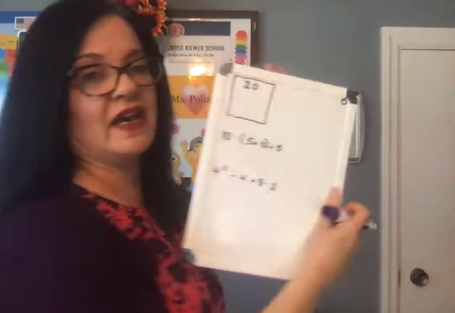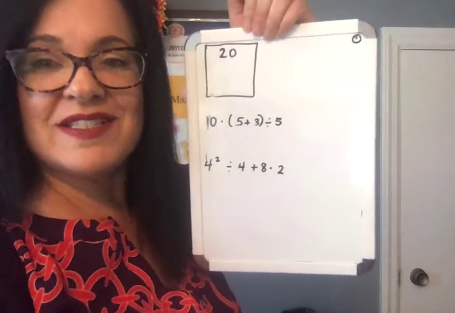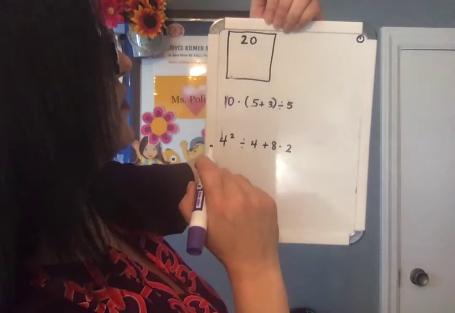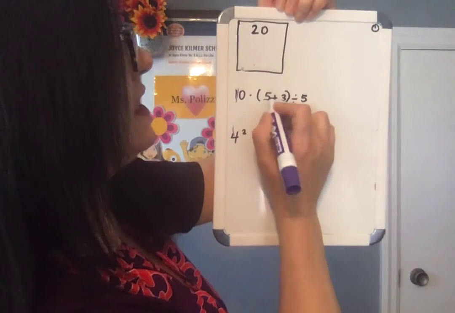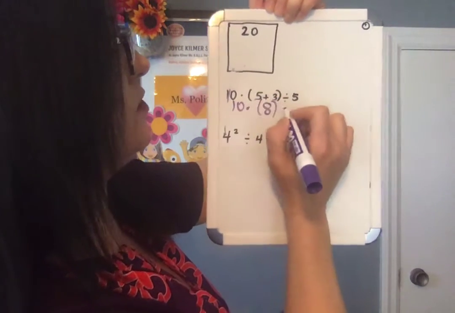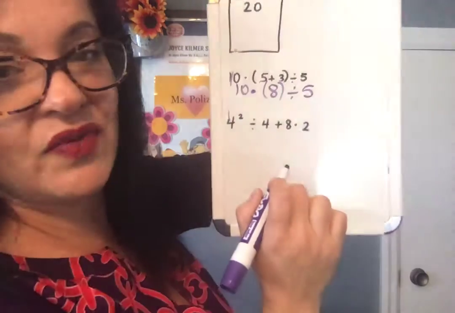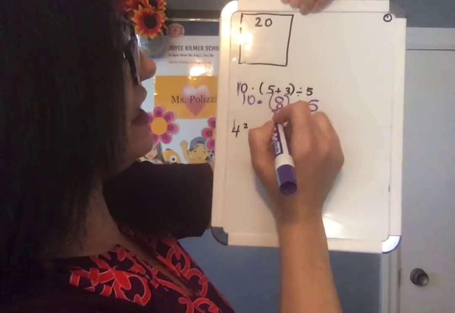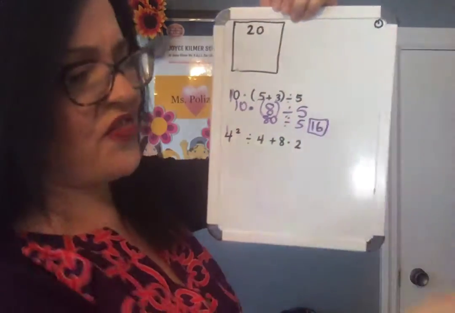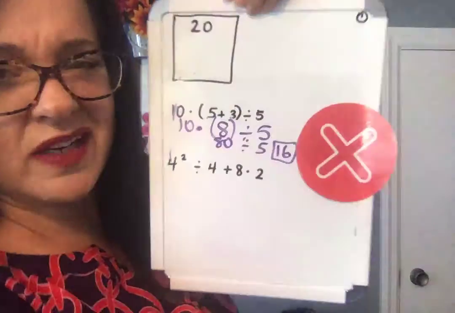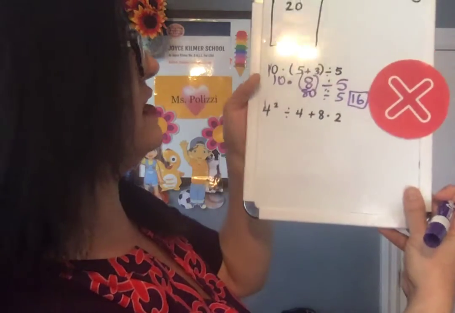If I had a 20s box, I would simplify and see which one of these expressions simplifies to 20. So let's look at the first one. P parentheses. I have 5 plus 3, which is 8. Bring everything else down. Multiply or divide. I have multiplication first. 10 times 8 is 80, and 80 divided by 5 is 16. That doesn't simplify to 20, so I won't drag and drop that expression. Let's try the next one.